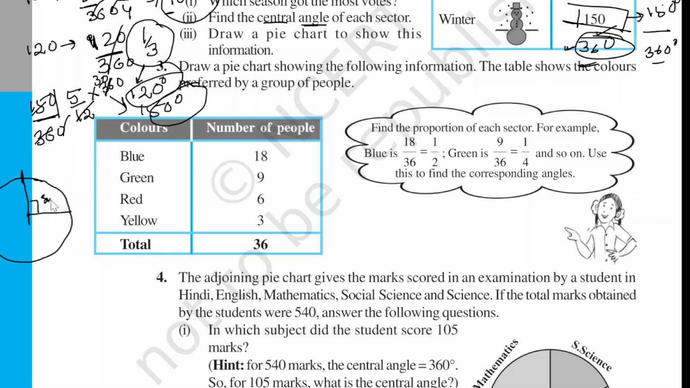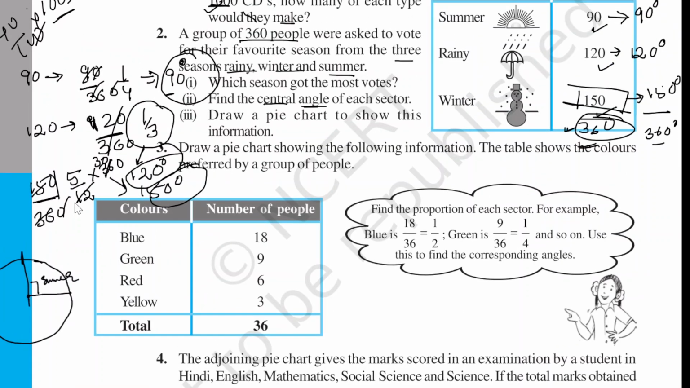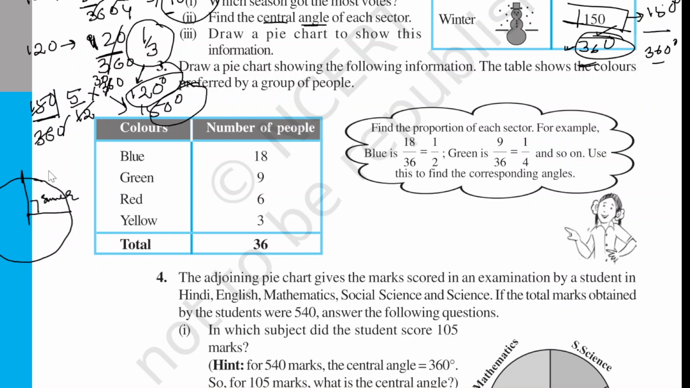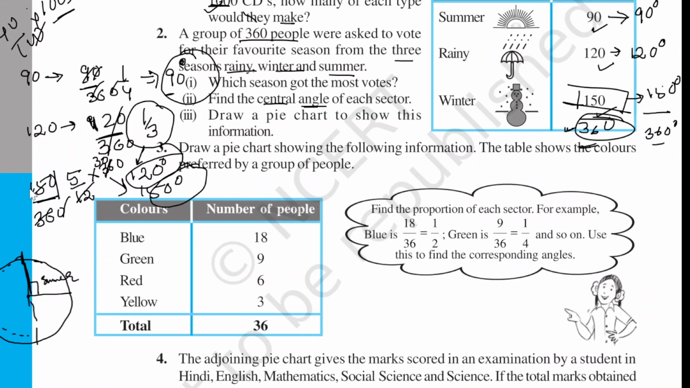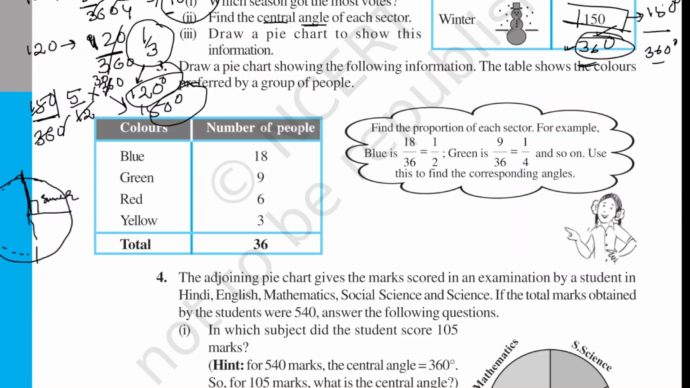Okay, for summer. Next, for the rainy season, 120 degrees. Now we will place our protractor something like this, on this line. Then we have to draw 120 degrees. So here it will be 90 degrees, so somewhere here it will be 120 degrees.